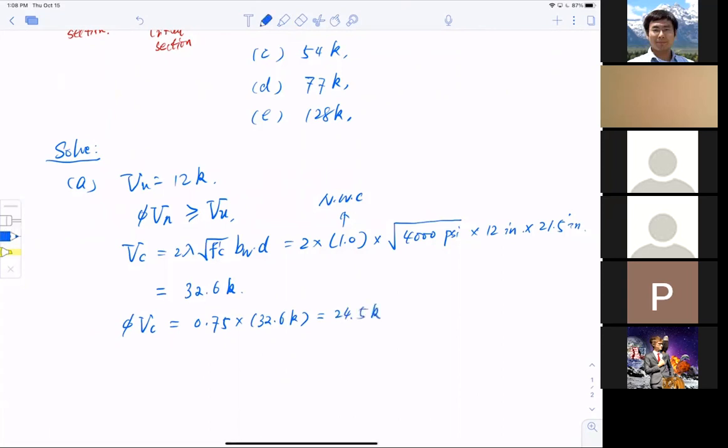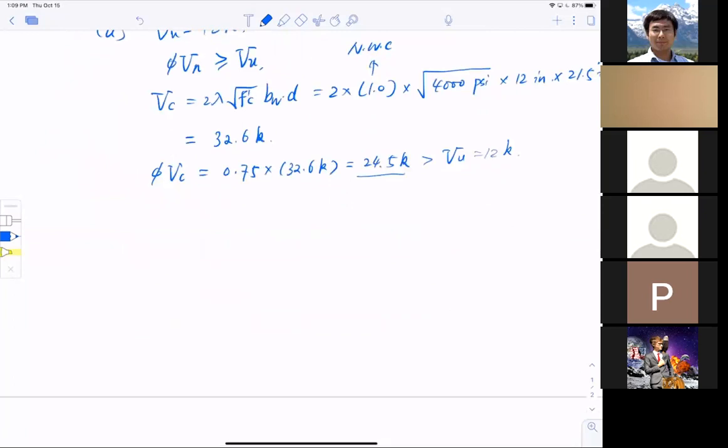24.5 kips. Okay, now you realize that this number is bigger than VU equal to 12 kips. Now we should be happy, isn't it? So it is bigger than VU, but to judge whether we need the stirrups or not, we cannot just do this. Instead, we have to show that phi VC divided by 2, that is 24.5 divided by 2, gives us a 12.25 kips. Now this number is still bigger than VU, that is 12 kips.